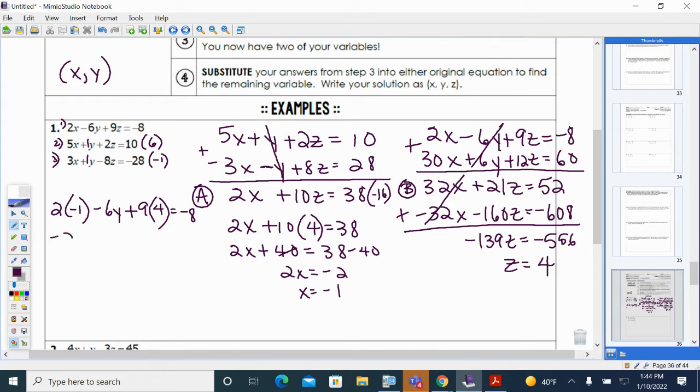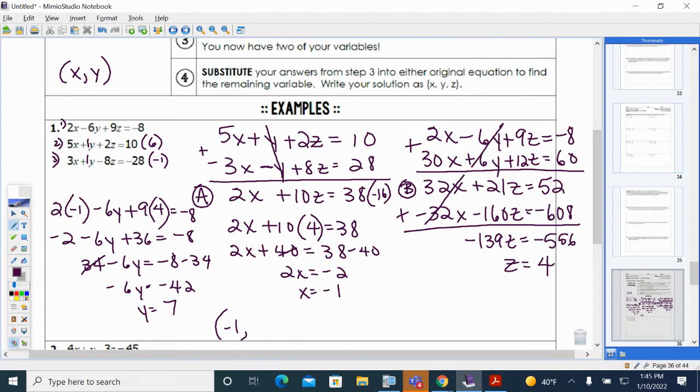So 2 times negative 1 is negative 2. Minus 6y plus 36 equals negative 8. I'm going to combine the negative 2 and the 36 and get 34. Then I'm going to subtract the 34. Negative 8 minus 34 is negative 42. And then divide both sides by the negative 6 and you get y equals 7. So to put that answer together, it's x, y, z. So x goes first, then the y, and then the z. So that's your answer for problem number 1.